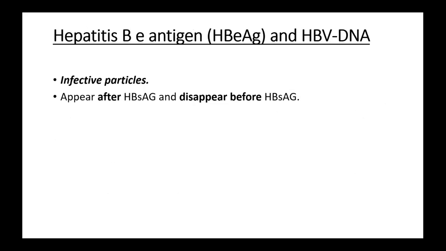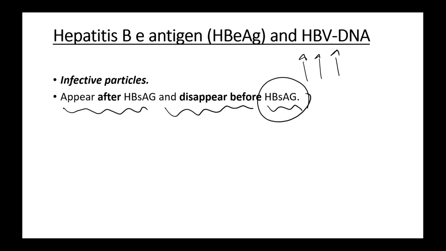What about hepatitis B E antigen? Hepatitis B E antigen indicates infectivity. If it is high, it means that the patient can infect other people. It appears after hepatitis B surface antigen and disappears before hepatitis B surface antibody appears.